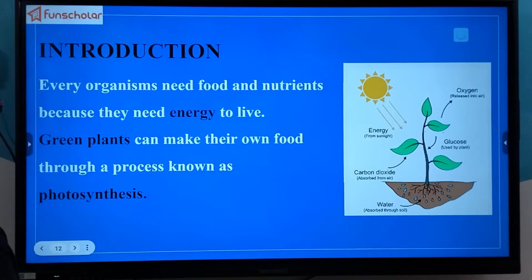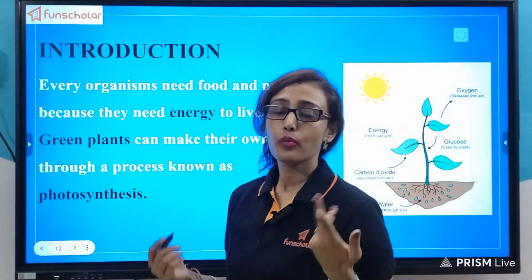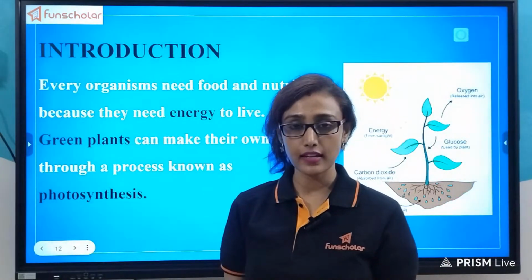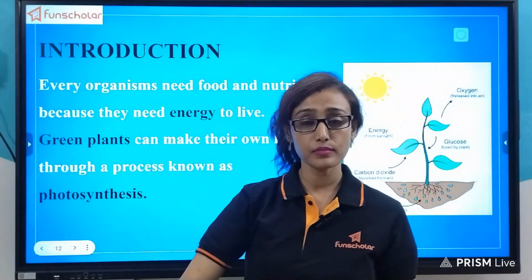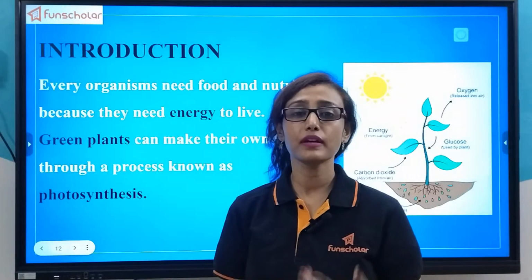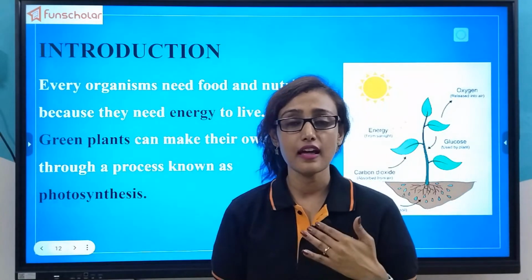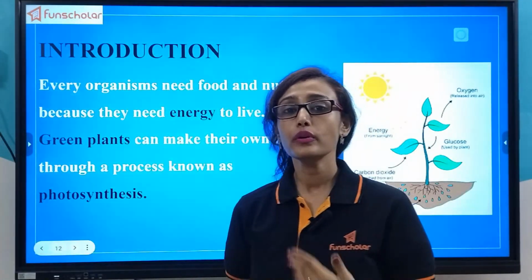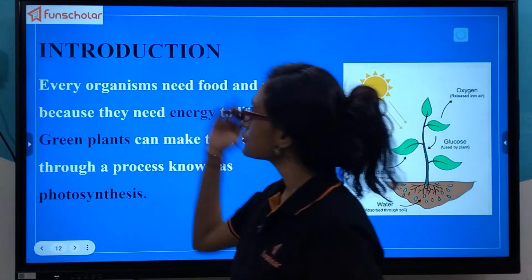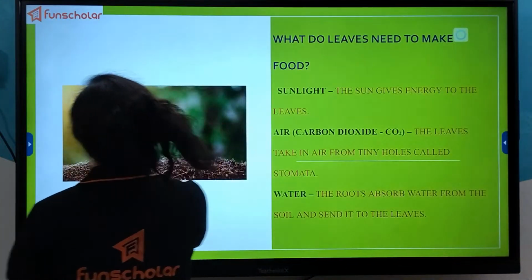Now see, every organism needs food and nutrients. Why do the plants make their own food? We eat food to work, to have some energy. When you come back from school, you just rush to your mommy and say, Mama, khana de do, khana de do. Why? Because you are super tired at that time. You need to refill yourself so that you can do your homework and other work again. So that's why plants also need energy. So for that they need food.